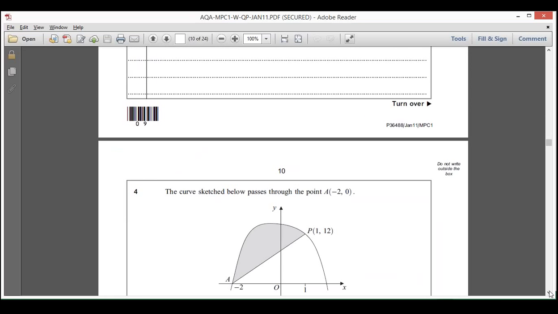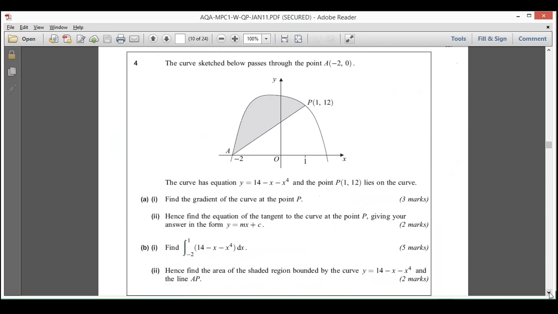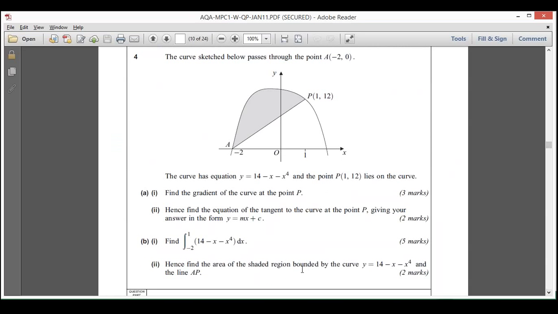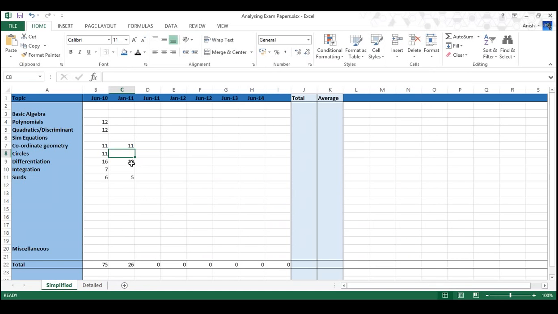Okay, this looks like integration. Let's just make sure there's no differentiation on this. Find the gradient, so there is a bit of differentiation there. So let's find the gradient, and then it says find the equation of a curve. So if we were doing this in detail, I would split this into differentiation 3 marks, coordinate geometry 2 marks, and then integration 7. Right, but this is a simplified version, so I'm going to call that all under differentiation. So that's 5 and 7 on integration. So 5 on there, so that makes it 15, and 7 on there.